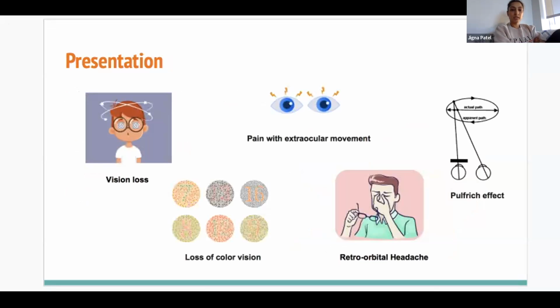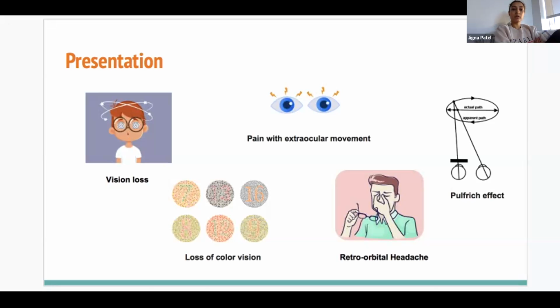The way they usually present is acutely with usually monocular vision loss, and it usually occurs over a span of days, but it can occur over hours as well. Bilateral presentation is more common in children from 12 to 15 years of age, although unilateral is the most common. In certain parts of the world, such as South Africa, Korea, and Singapore, this presentation is a bit more common. The patients may also present with loss of color vision, which is out of proportion to the loss of their visual acuity.